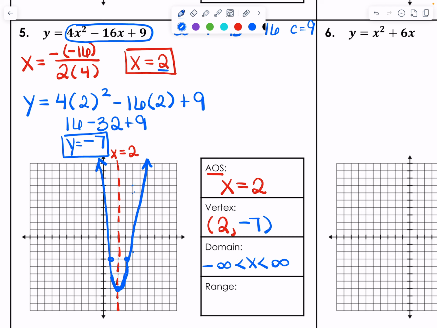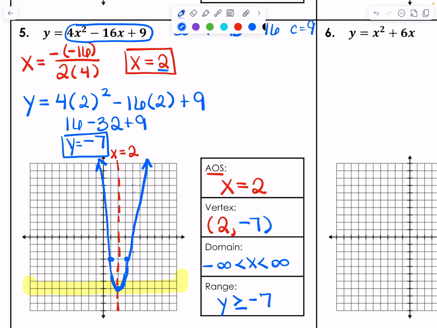Now, the range. When you're looking at this, we are talking about the y values. So I'm trying to see how low this graph went. This graph goes all the way down up until negative 7. It does not pass negative 7. So the range is y is greater than or equal to negative 7. It always stays above negative 7. All right, so that's it for that one.